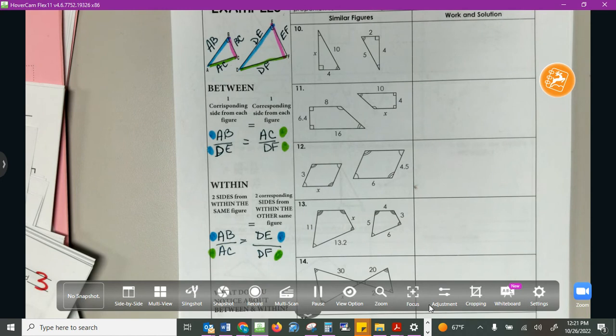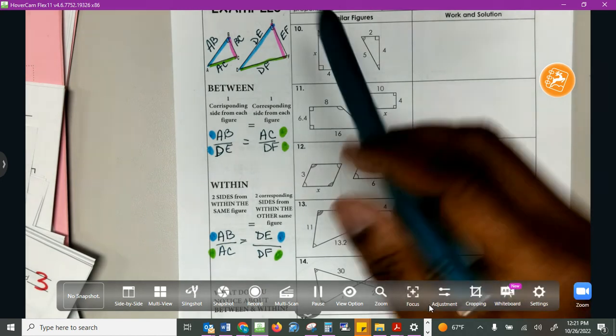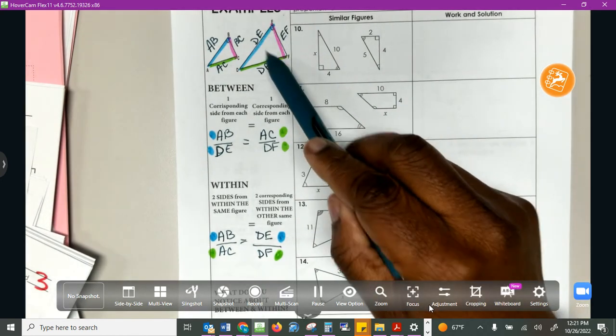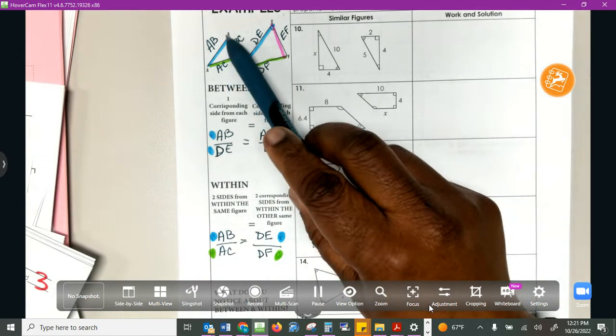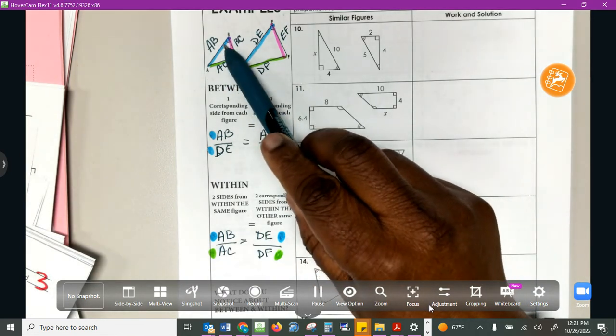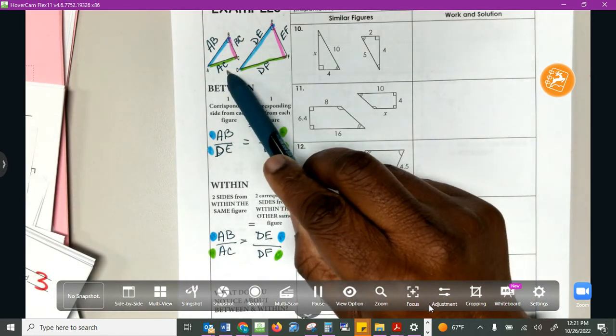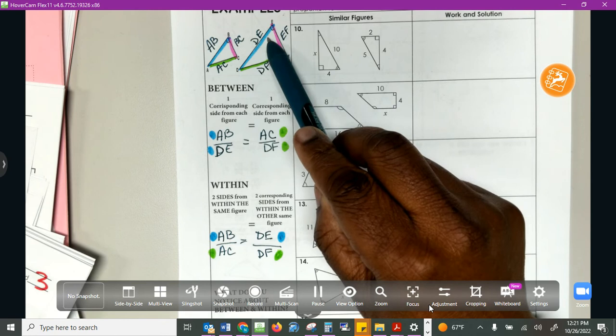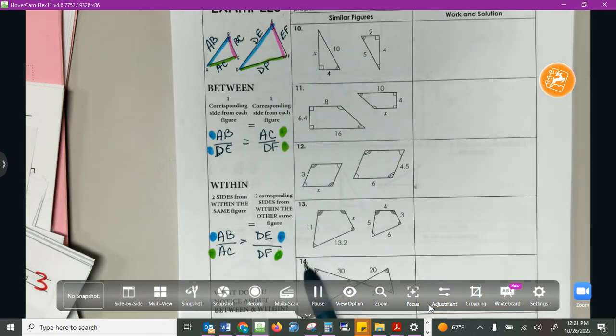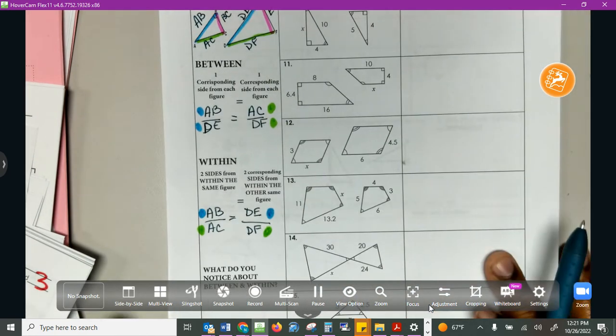So that's how you can do within or between. Within would say that I'm doing DE to DF. So AB to AC. So the slant to the bottom is equal to the slant to the bottom, which is what's there. Let's move to our notes.